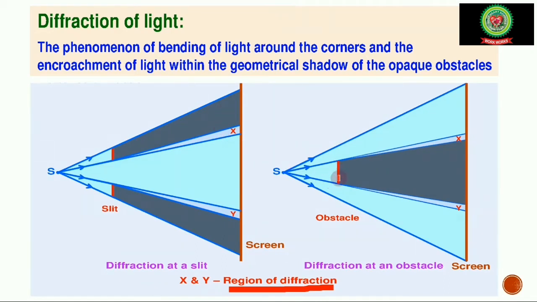Similarly, here also we can see this is obstacle and this whole region should be the shadow region. But this light enters or bends through the edges and enters the shadow area. It means here diffraction occurs, or we call X and Y as region of diffraction. This phenomena of diffraction is not only observed in light waves, but it also happens in water waves, where water waves also bend across the edges of an obstacle.